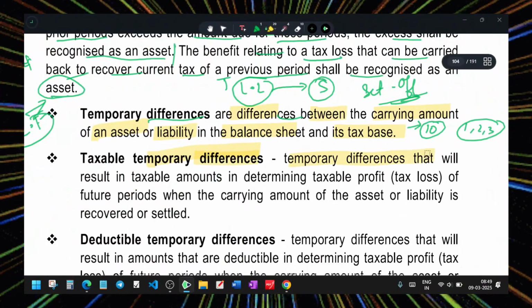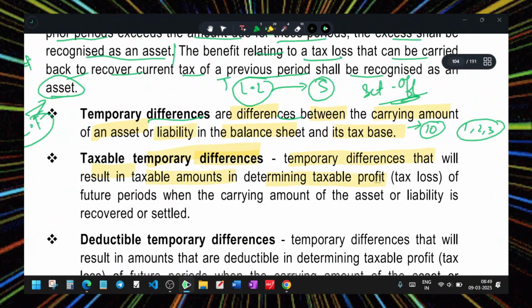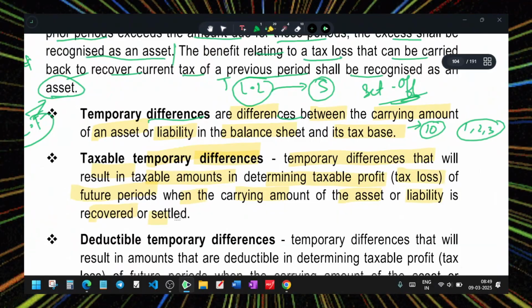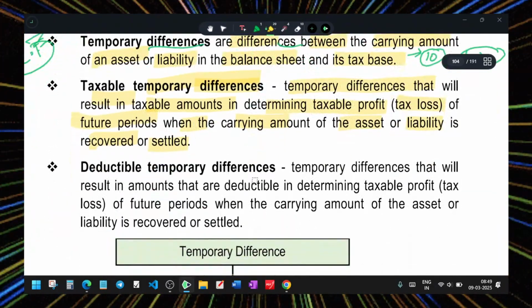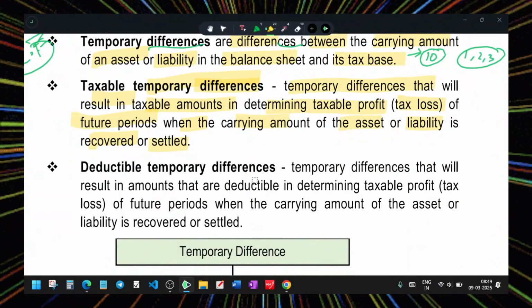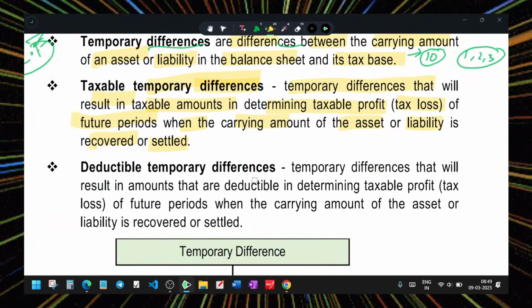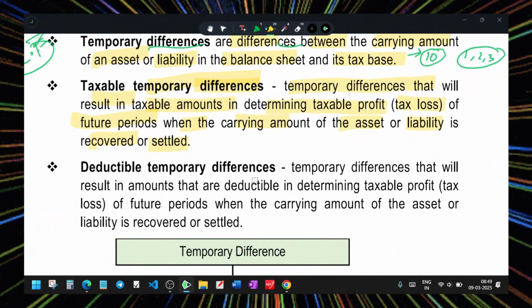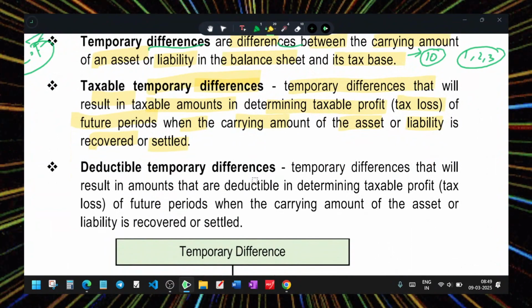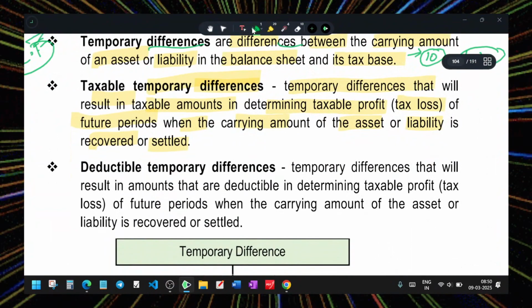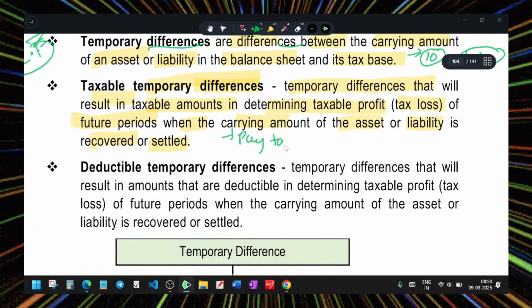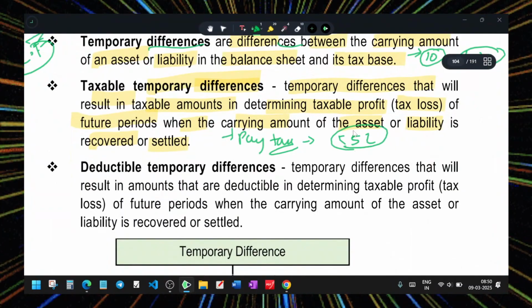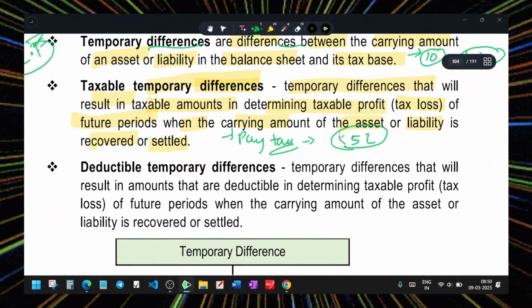Taxable temporary difference: a temporary difference that will result in taxable amounts in determining taxable profit or tax loss of future periods when the carrying amount of the asset or liability is recovered or settled. So we would have shown it as an asset, or we have shown it as tax loss. But fortunately we have received the amount. What do you say? Sir, we are going for a tribunal case. We have to pay tax as per the income tax of rupees 5 lakhs. It's a liability in the books of account we have. In contingency we should add it, because the case is in court.